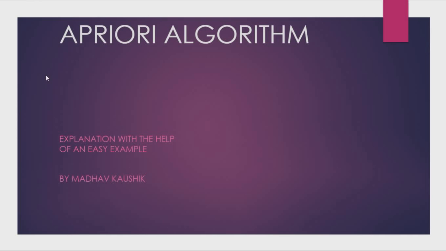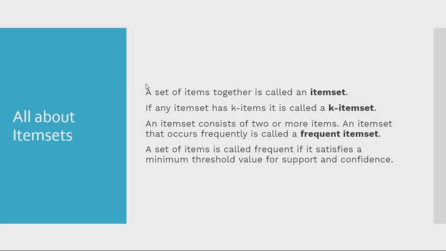My name is Madhav Kaushik and I'm going to explain the Apriori algorithm with the help of an easy example. A set of items is called an item set. If an item set has k items, it is called a k item set. An item set that occurs frequently is called a frequent item set, and it is called frequent if it satisfies the minimum threshold value for support and confidence.